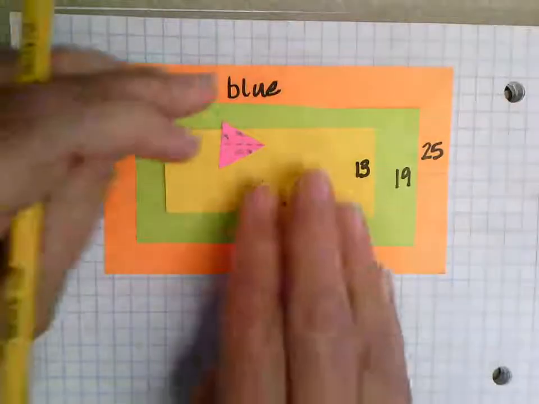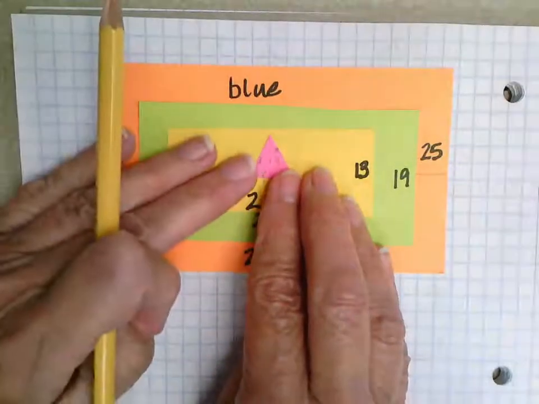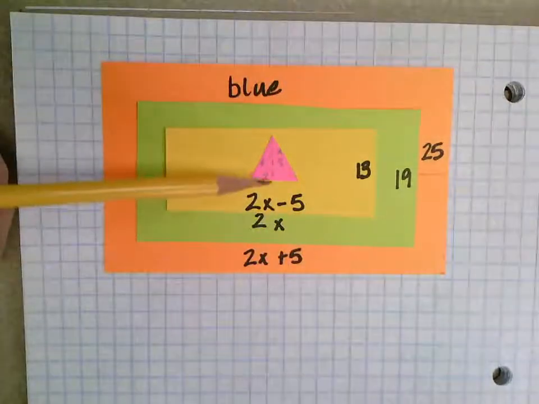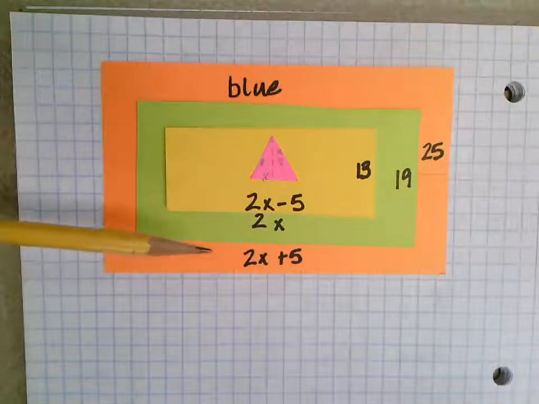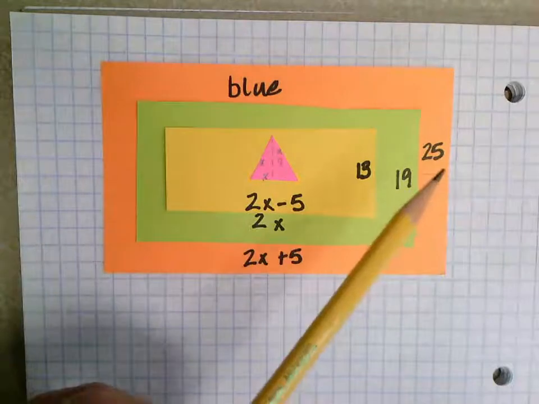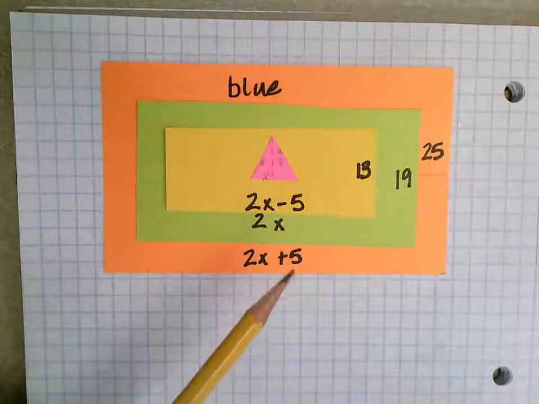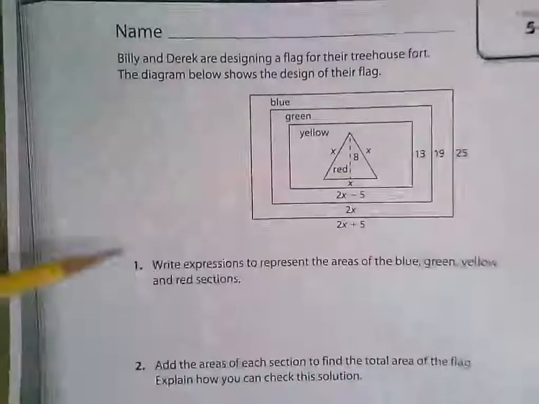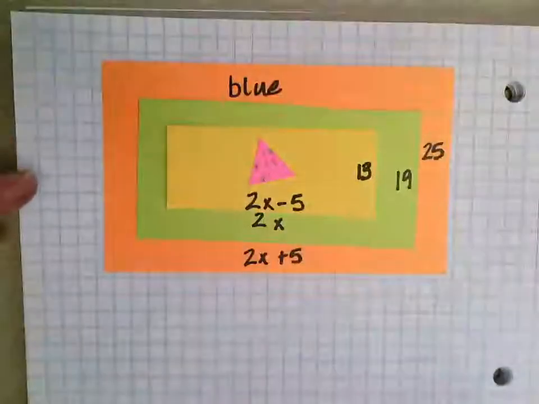The height of the triangle is 8. And since they didn't give us any measurement, we call these units. So this width is 25 units, and this is 2x plus 5 units. So number 1 is write expressions to represent the areas of the blue, green, yellow, and red sections.